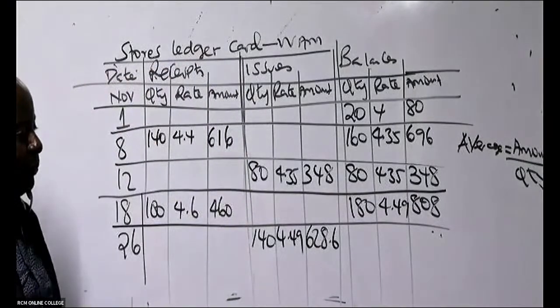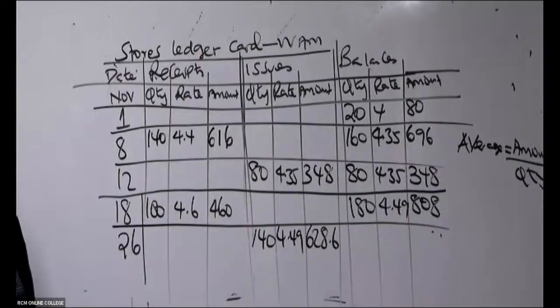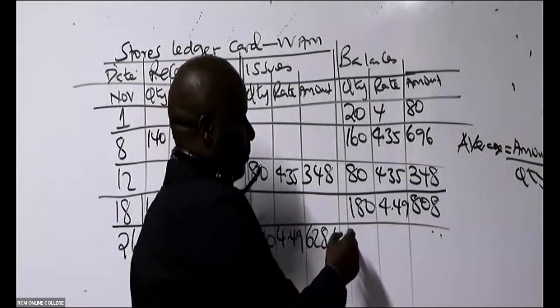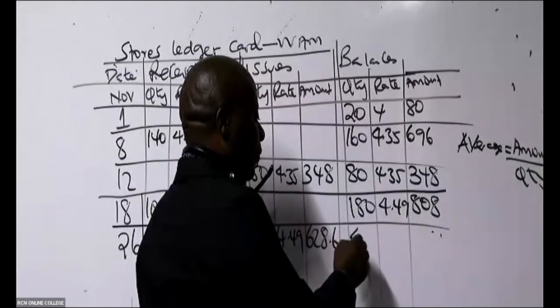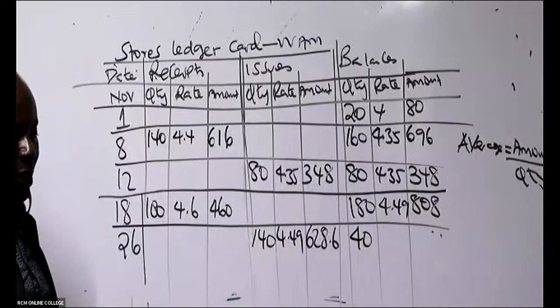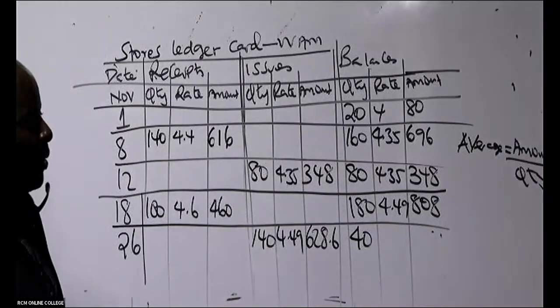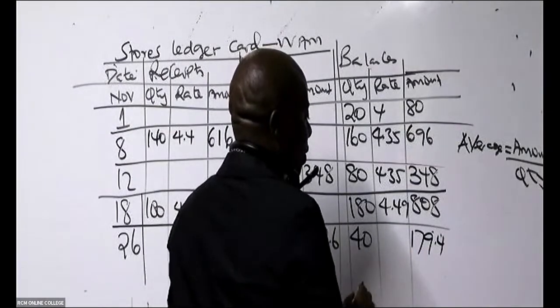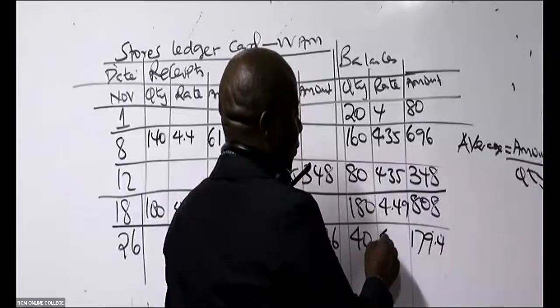Online guys? Then adjust your balances. This is an issuance. Stock values are going down. You're subtracting quantities against the other quantity and amounts against the other amount. So we start with the 180 minus 140, which will give me 100, no, 40. How about the amount? It will be 808 minus 628.6. 179.4. 179.4. So then what is the average here? 4.49.